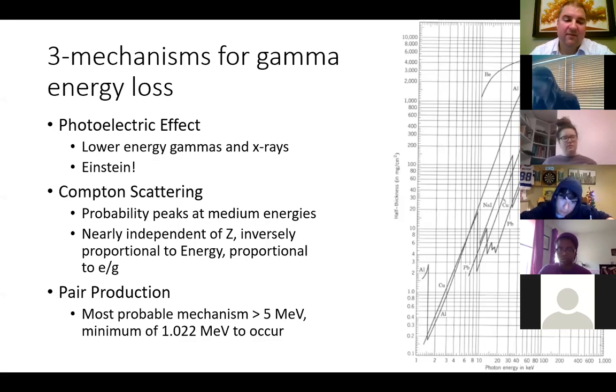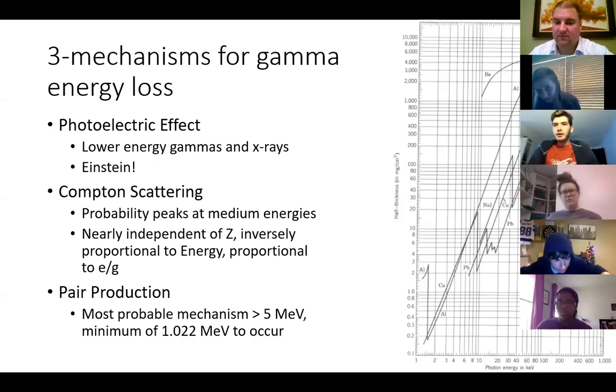And you have to have a minimum of 1.022 MeV of energy in the gamma ray for pair production to even occur. So if you're less than 1 MeV of energy, you're not even going to think about pair production happening from those gammas. Okay.